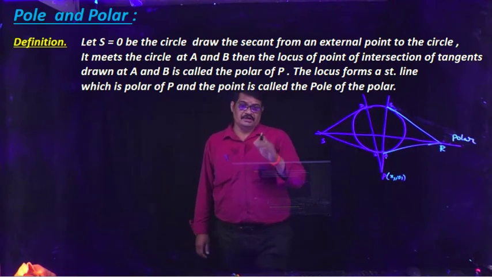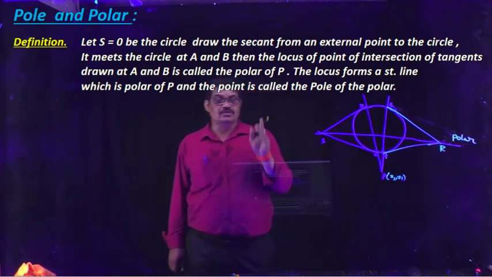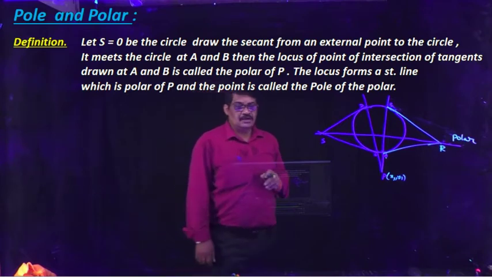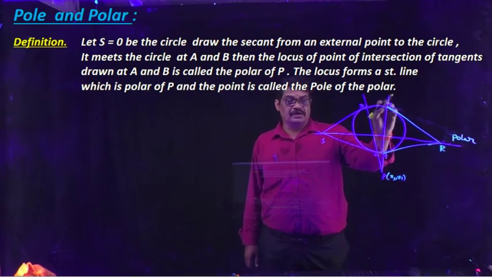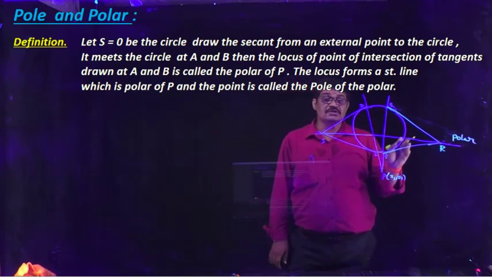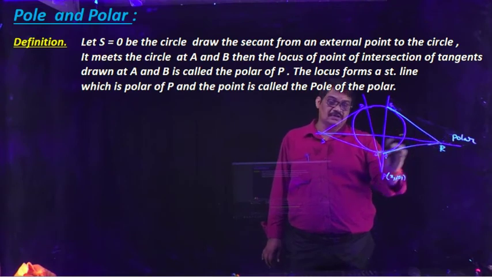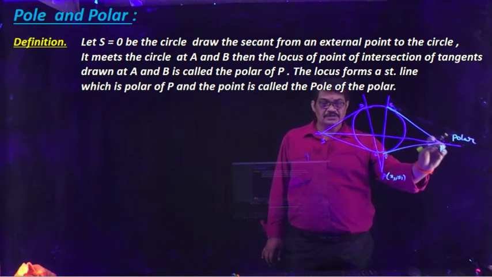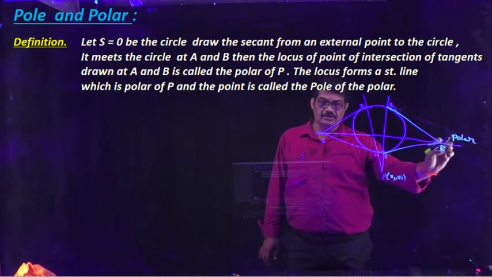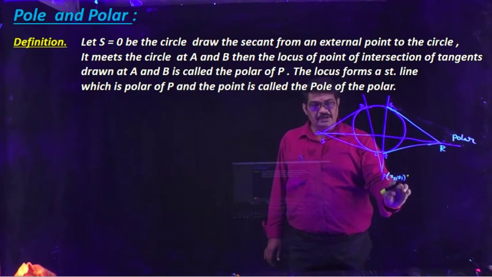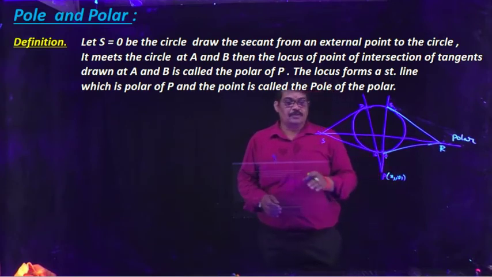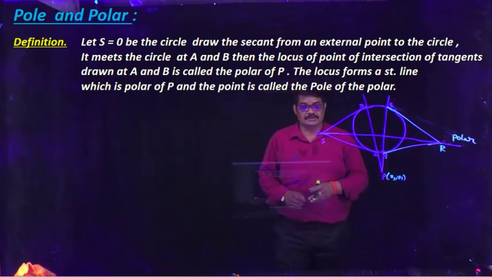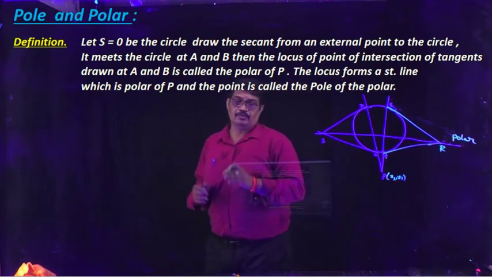Once again, I recall the definition. Let S equal to 0 be the circle. Draw the secants from an external point P to the circle. They meet at capital A and capital B. Then the locus of the point of intersection of these tangents is the polar of P with respect to the circle. The line is the polar of P and the point is the pole of the polar. So this is the pole and polar of a point P with respect to the circle. Okay, this is the definition of the pole and polar.